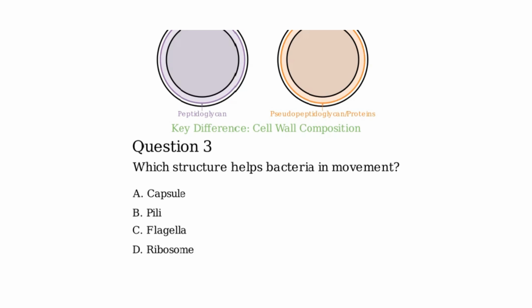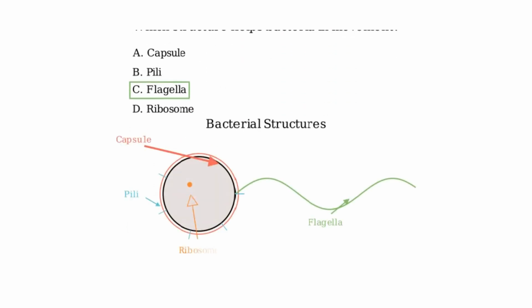Question 3 asks, which structure helps bacteria in movement? A. Capsule. B. Pili. C. Flagella. Or D. Ribosome. The correct answer is C. Flagella. Bacterial flagella are long, whip-like structures that rotate like propellers, allowing the bacteria to swim through liquid environments. They help bacteria move toward nutrients or away from harmful substances. Let's see how flagella differ from other bacterial structures.